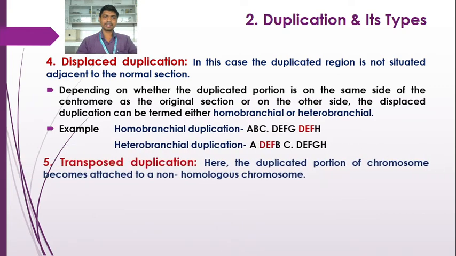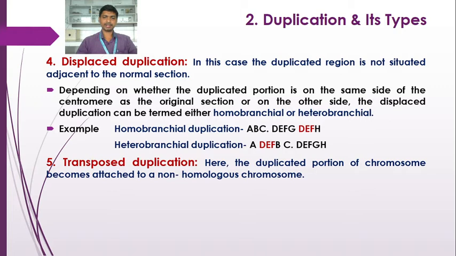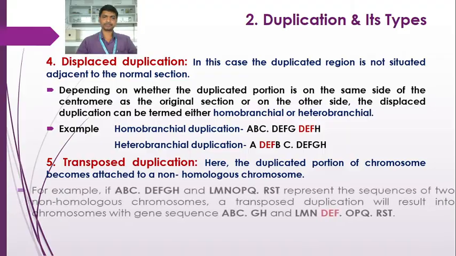So these are the 5 types of duplication, where the duplicated portion of the chromosome is attached to the normal chromosome, whether at the same position where the original sequence is present, or attached to the other side of the centromere, or attached to the non-homologous chromosome of the pair. So there are various types of duplication.